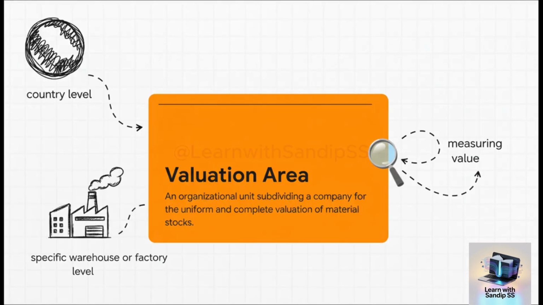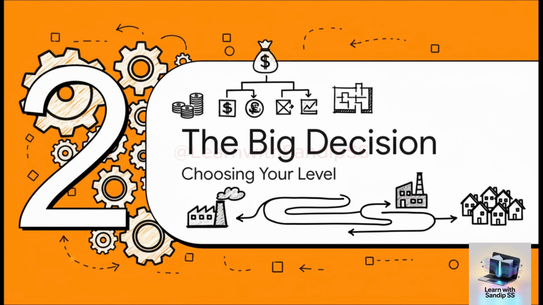Our second building block is the valuation area. This one is all about the where. It answers the question, at what level in our company do we want to track the value of our inventory? Are we looking at it from a super high level, like the entire company? Or do we need to get way more specific and track value at each individual factory or warehouse? This setting determines that.